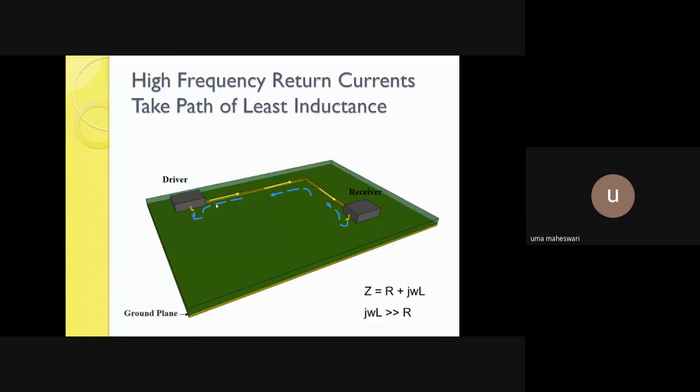It will take only the longest path, that is, under the trace. So in case of any discontinuity in the ground plane, the second layer, it will affect the return current. That will definitely affect the board performance, and it will cause signal integrity as well as EMI problems.